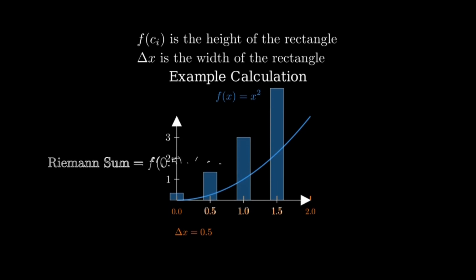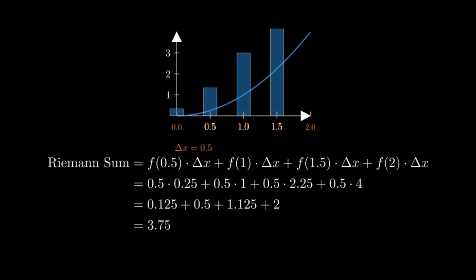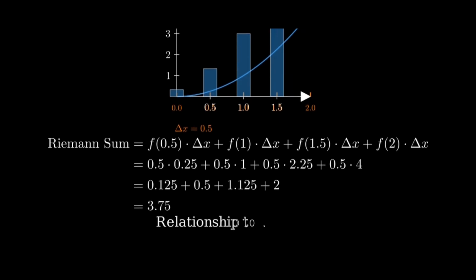For a right Riemann sum, we'll use the values of f at the right endpoints x equals 0.5, 1, 1.5, and 2. The Riemann sum equals f(0.5) times delta x plus f(1) times delta x plus f(1.5) times delta x plus f(2) times delta x. Substituting the values, we get 0.5 times 0.25 plus 0.5 times 1 plus 0.5 times 2.25 plus 0.5 times 4, which equals 3.75. As we increase the number of rectangles, our Riemann sum approximation becomes more accurate.